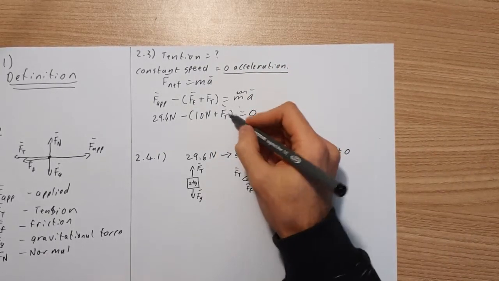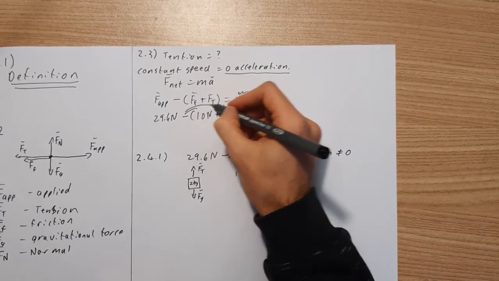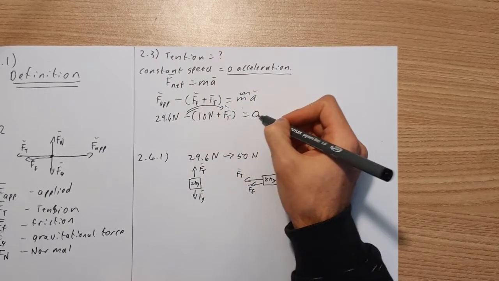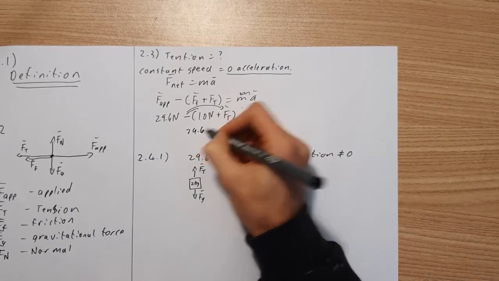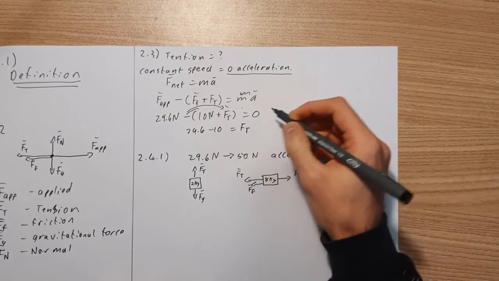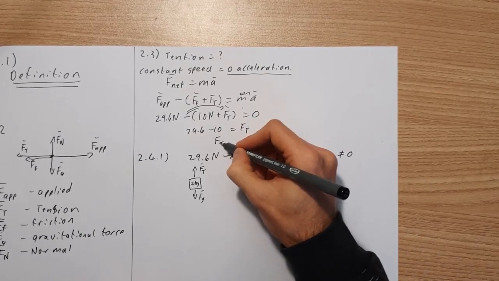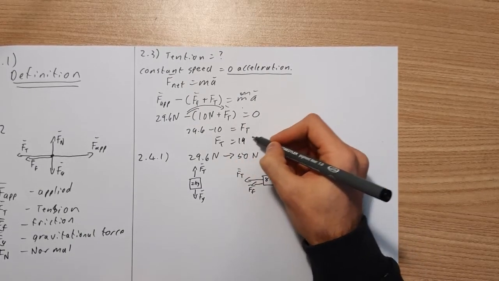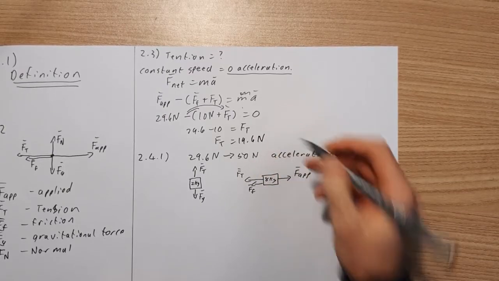Okay, so if we sort out everything, we're going to distribute the minus into the bracket, and then I'm going to take Ft over, so we'll have 29.6 minus 10 equals Ft, and therefore Ft is going to equal 19.6 newtons.